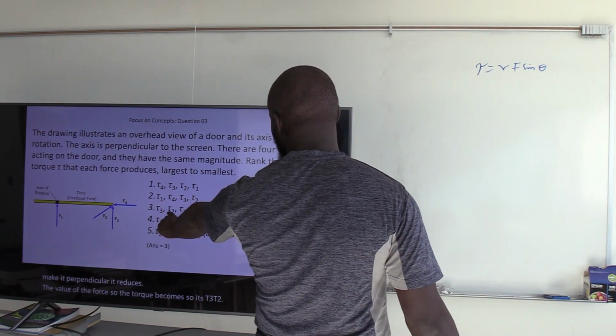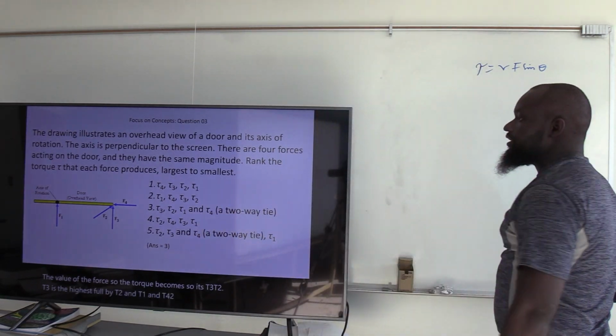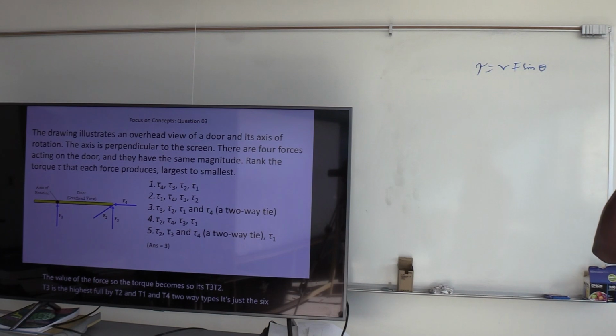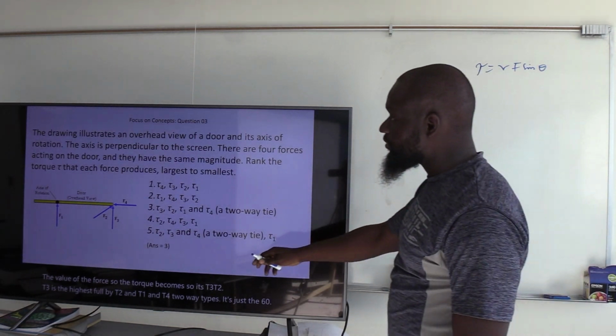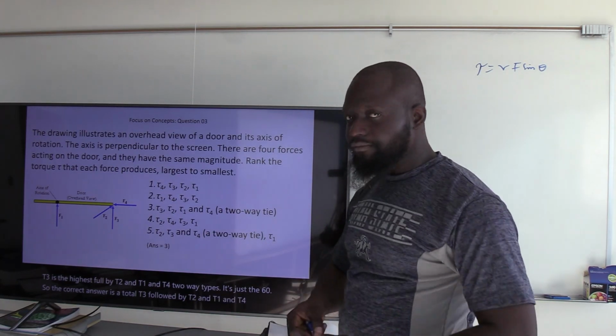So T3 is the highest, followed by T2. Then T1 and T4 are a two-way tie, since it's a 0 for both of those. So the correct answer is the third one: T3 followed by T2, and T1 and T4 a two-way tie.